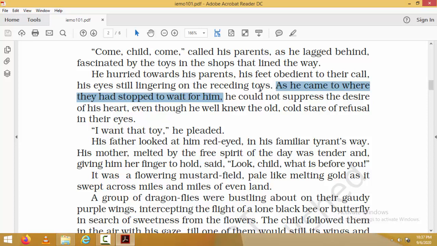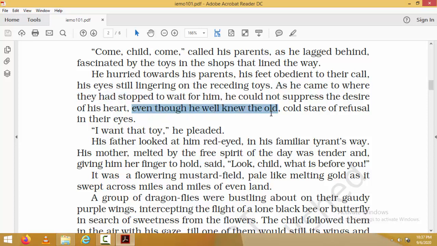As he came to where they had stopped to wait for him. Okay, so the parents were waiting. This boy goes to them and joins them, but he could not suppress that desire. He had a desire. What is that desire? He wanted to buy some toys and sweets. He could not suppress, he could not control the desire of his heart. His heart wanted something. Okay, he was unable to control that.